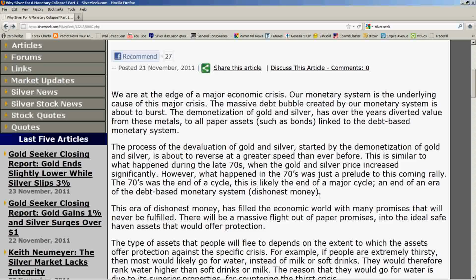This is similar to what happened during the late 1970s when the gold and silver price increased significantly. However, what happened in the 70s was just a prelude to this coming rally. The 70s was the end of a cycle. This is like the end of a major cycle, an end of an era of the debt-based monetary system, dishonest money.